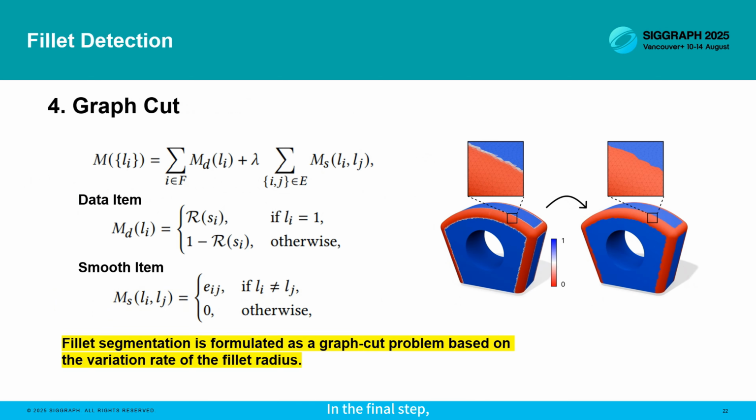In the final step, we formulate fillet segmentation as a graph cut problem. The energy function is based on the variation rate of the fillet radius, and includes 2 terms, a data term and a smoothness term. The data term selects triangles that are more likely to belong to fillet regions, while the smoothness term encourages smooth boundaries and helps eliminate isolated fragments. Together, they allow us to clearly separate fillet and non-fillet regions.